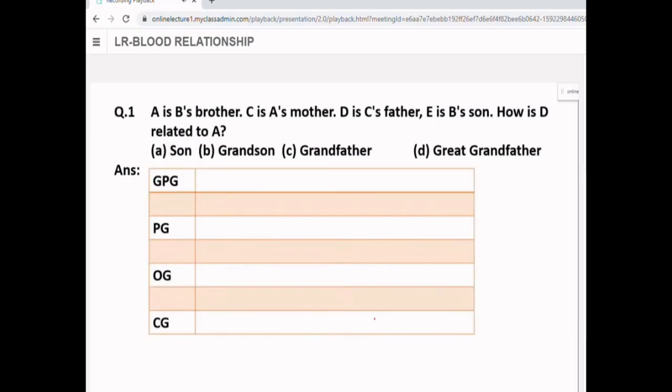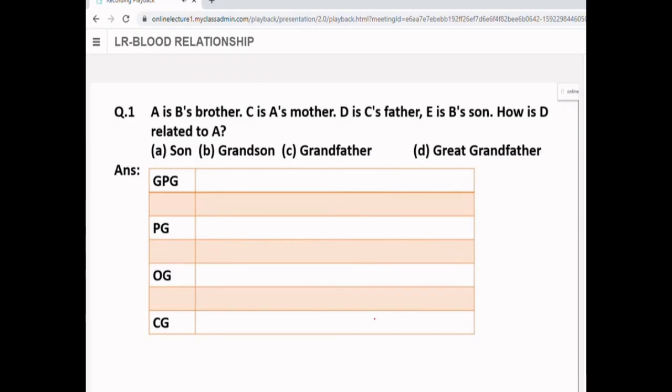Now you know what GPG is, the grandparent generation. One line you should leave blank in between; here I'm showing that pink line. One line blank, and then you write PG, the parent generation. One line blank, then OG, our generation, and then CG, our children generation. Now let us start reading.